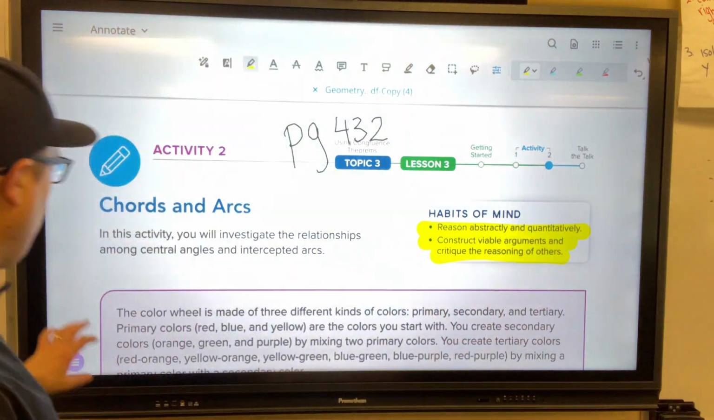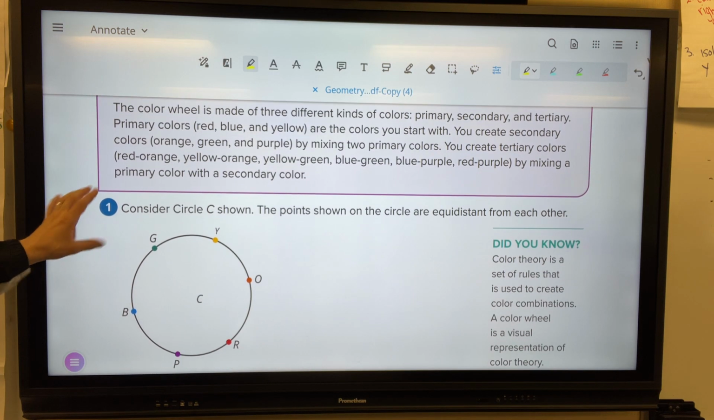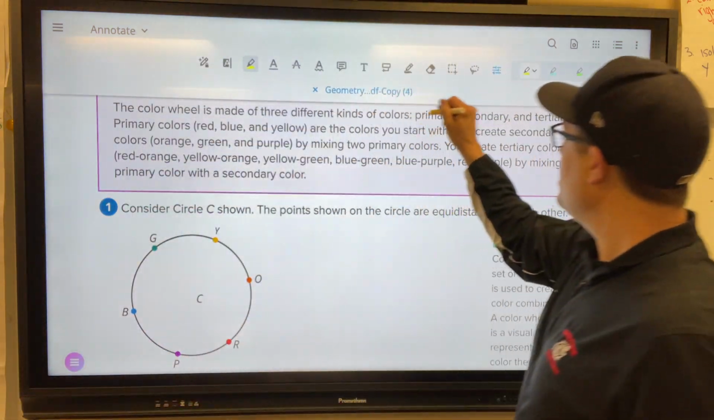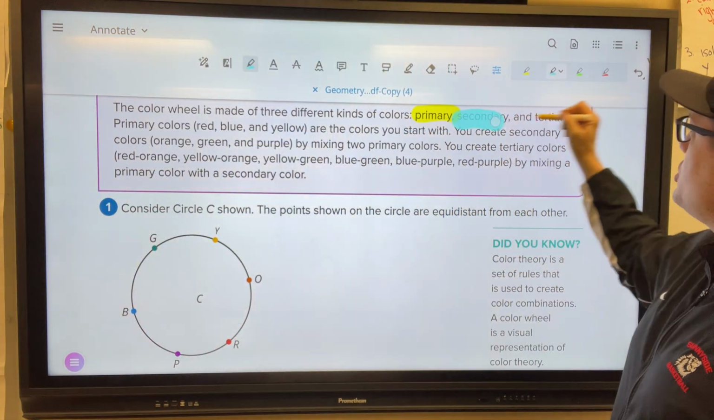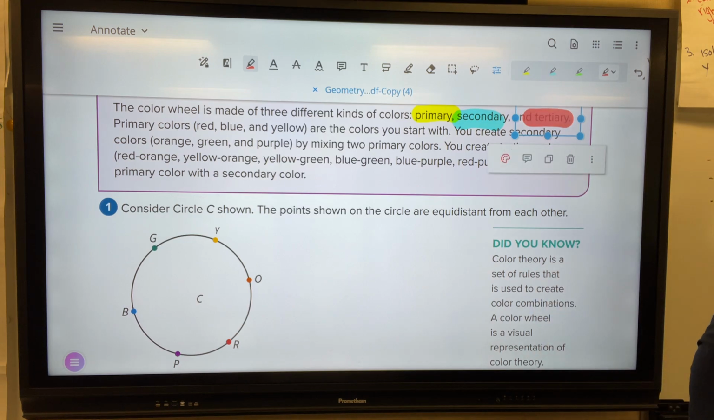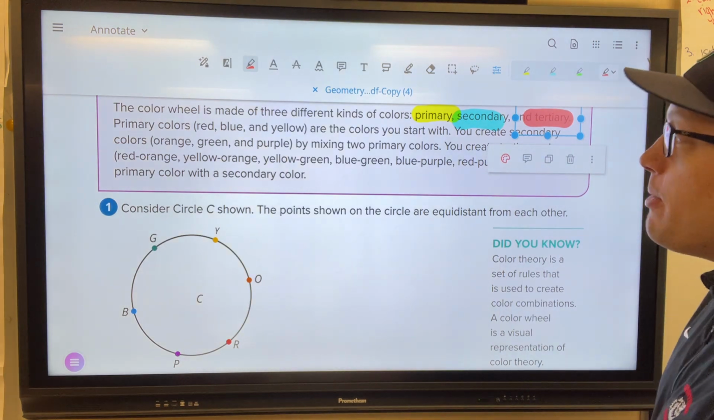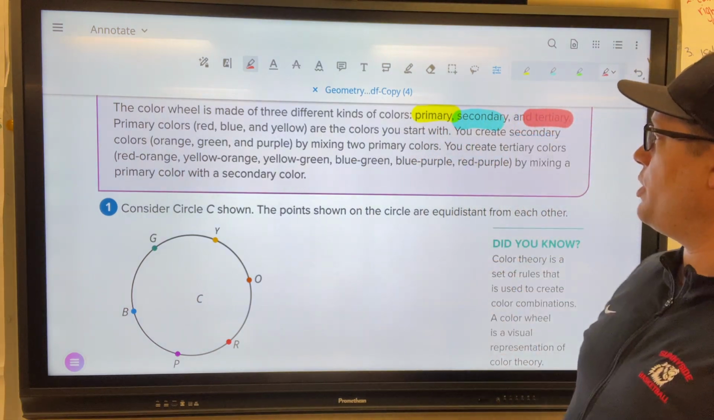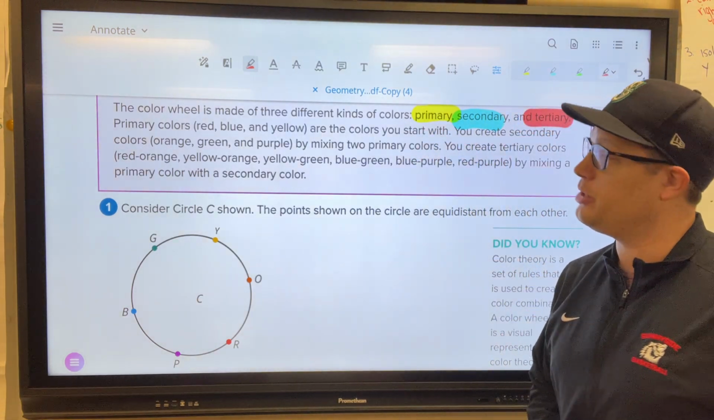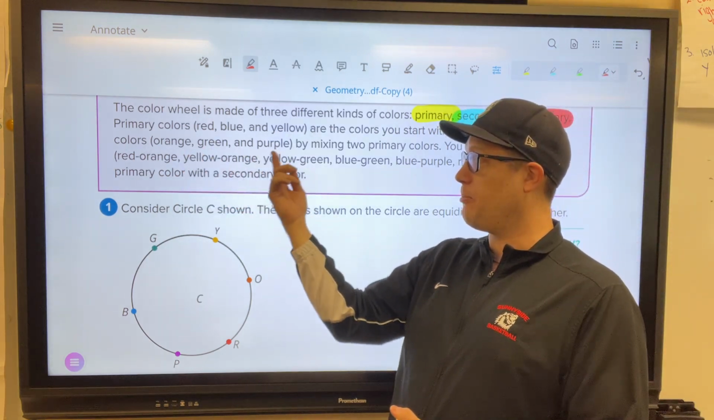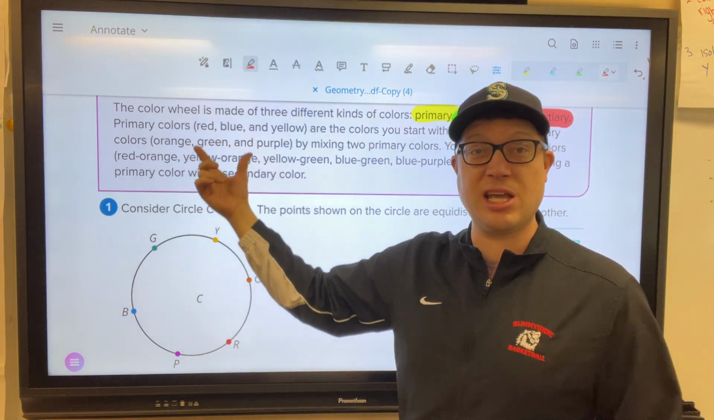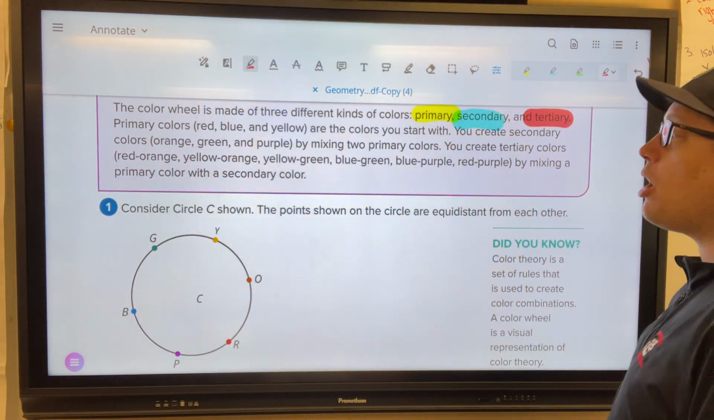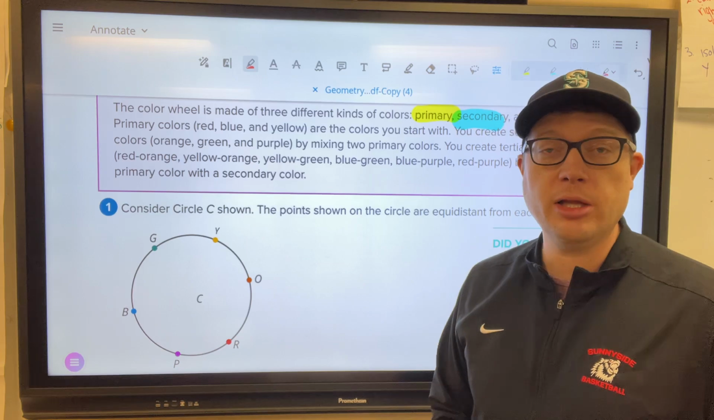Now, the color wheel is made of three different kinds of colors. Oh my gosh, bring in some art. I love it. Primary, secondary, and tertiary. Primary colors are red, blue, and yellow, and are the colors that you start with. Then you create secondary colors like oranges, greens, and purples, which I actually think is a little out of sync with the way they listed red, blue, and yellow. Shame on them. Those are created by mixing two primary colors.